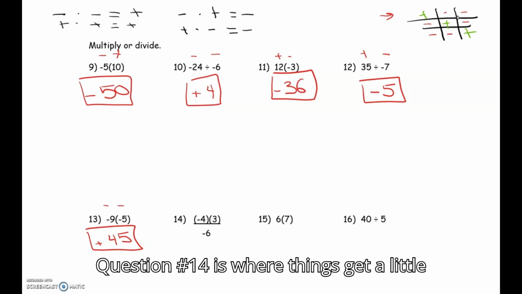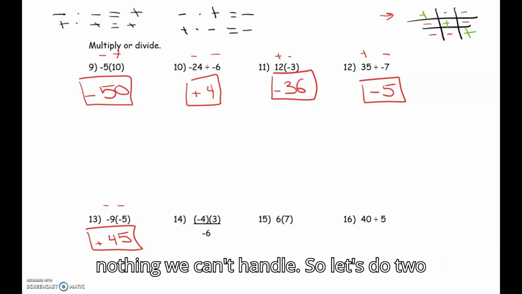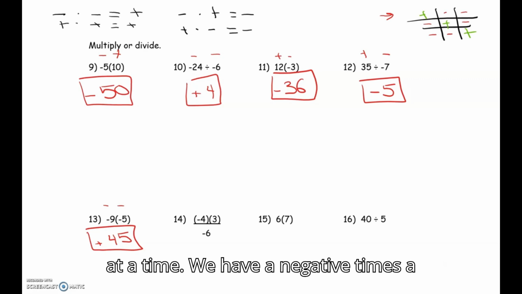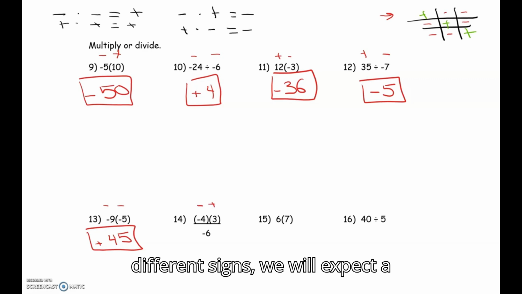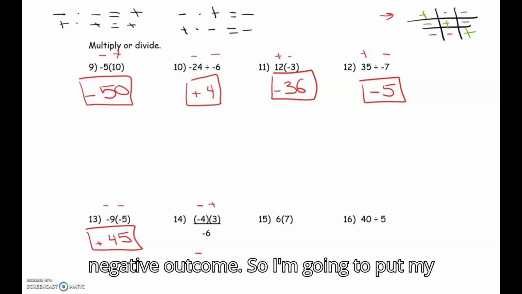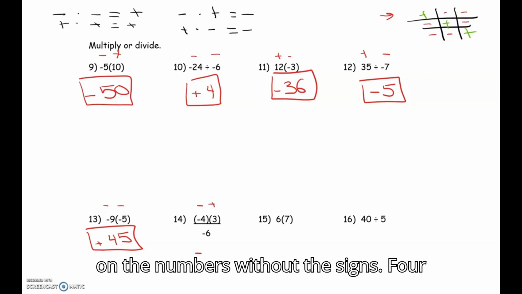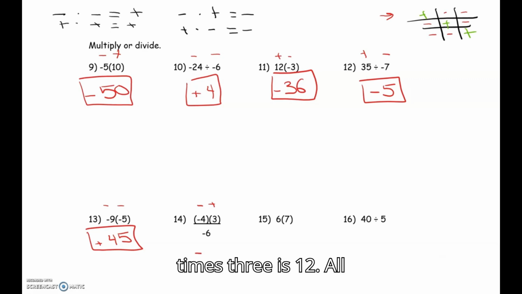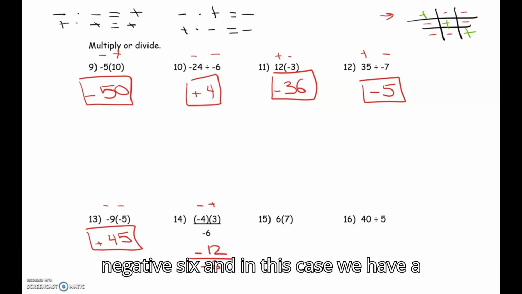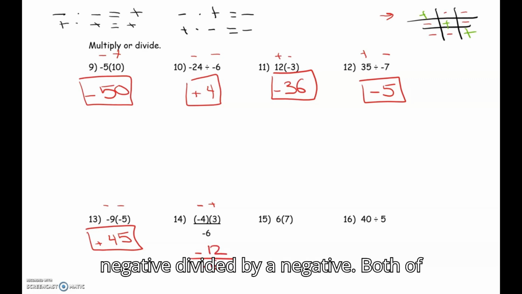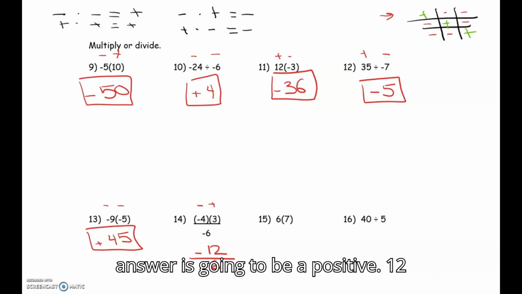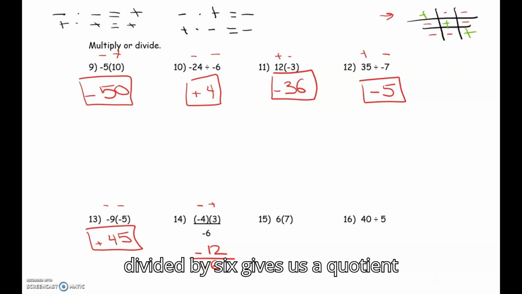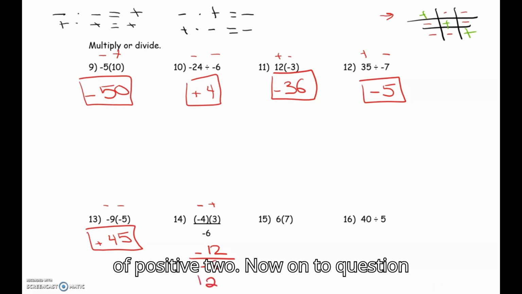Question number 14 is where things get a little bit rocky, a little bit harder, but it's nothing we can't handle. So let's do 2 at a time. We have a negative times a positive. When we multiply two different signs, we will expect a negative outcome. So I'm going to put my negative, and now I'm only going to focus on the numbers without the signs. 4 times 3 is 12. I'm going to carry down the negative 6, and in this case we have a negative divided by a negative. Both of those signs are the same, so I know my answer is going to be a positive. 12 divided by 6 gives us a quotient of positive 2.